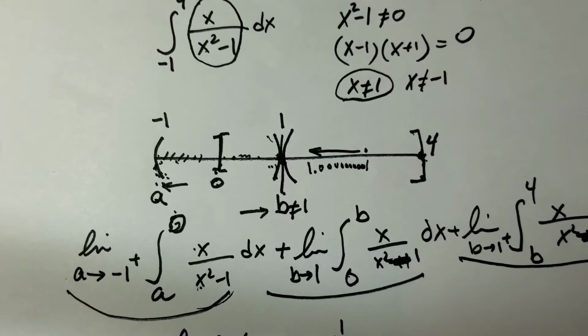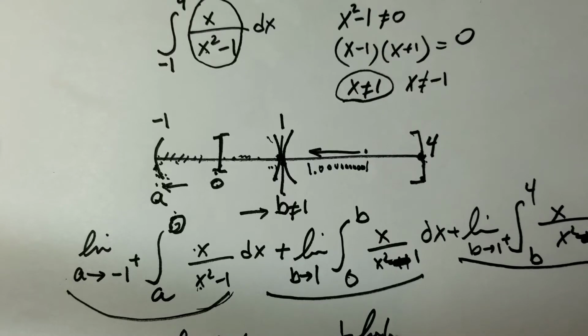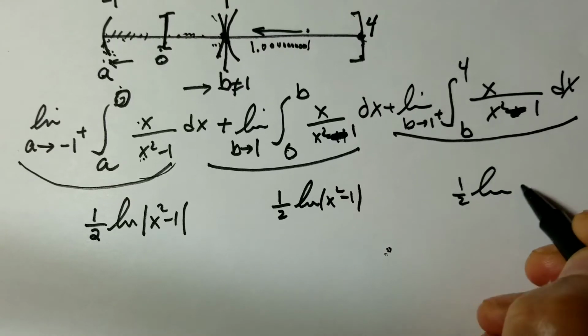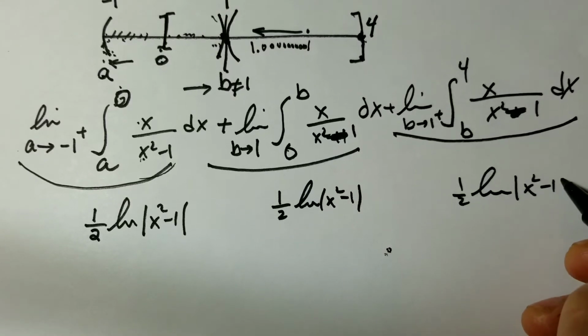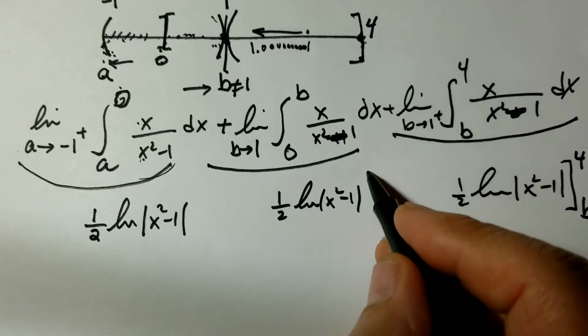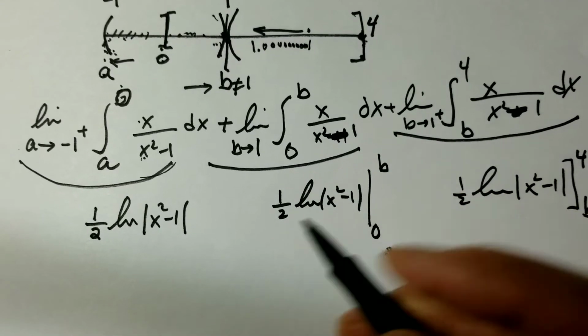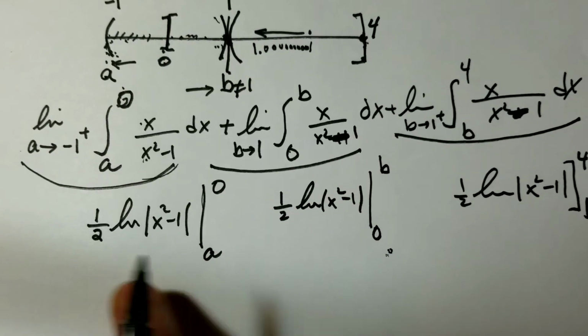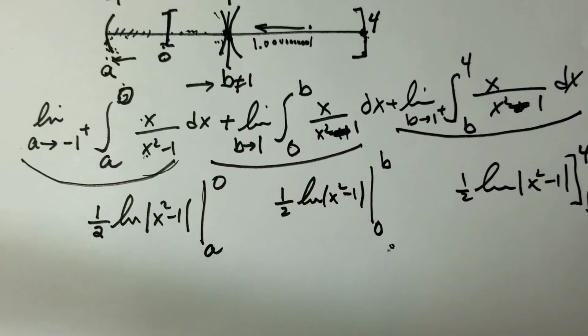For every one of them, the answer is 1/2 natural log of quantity x squared minus 1. This is the same thing, natural log of the quantity x squared minus 1. But this one is from b to 4. This one is from 0 to b. This one is from a to 0. I'm going to evaluate it, then I'm going to take those limits.